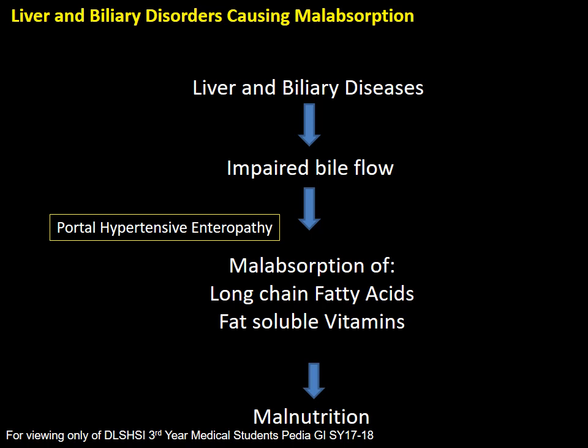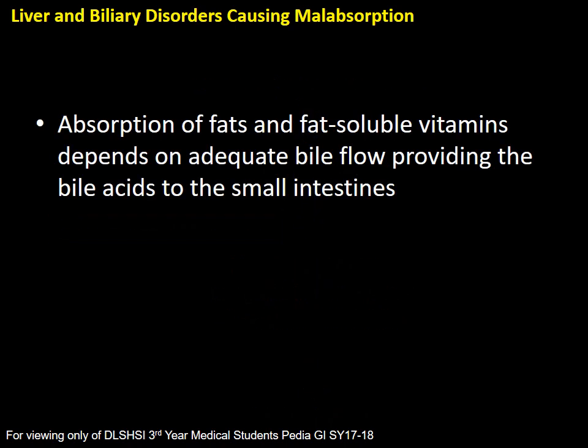How about liver and its biliary disorders? It can also cause malabsorption. Because you have impaired blood flow, it can lead to malabsorption of long-chain fatty acids and fat-soluble vitamins. Further malabsorption of these substances can eventually lead to malnutrition. As I have mentioned, absorption of your fat and fat-soluble vitamins is highly dependent on adequate bile flow, providing the bile acids to your small intestines.